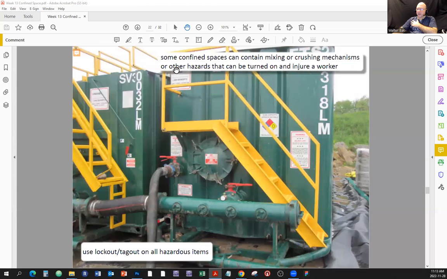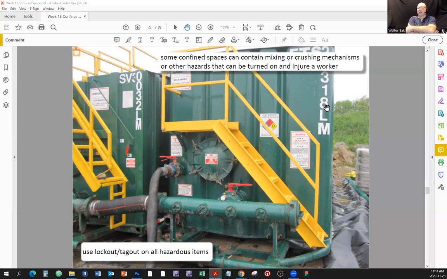All right, let's see here, the next slide. Some confined spaces can contain mixing or crushing mechanisms. Which type of hazard would that be? That would be configuration, right? Okay, let's read this again. Some confined spaces can contain mixing or crushing mechanisms or other hazards that can be turned on and injure workers.